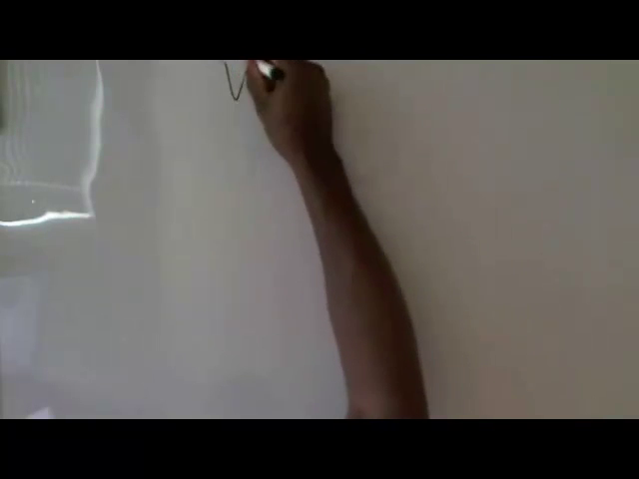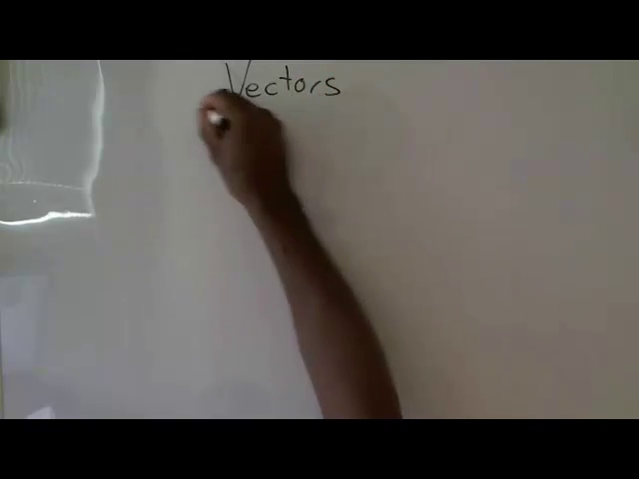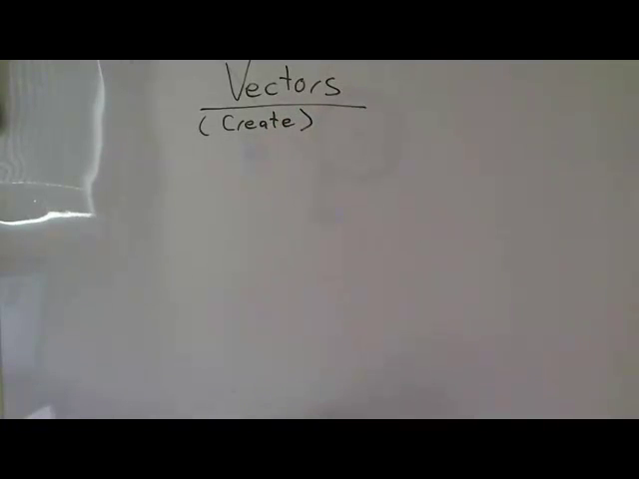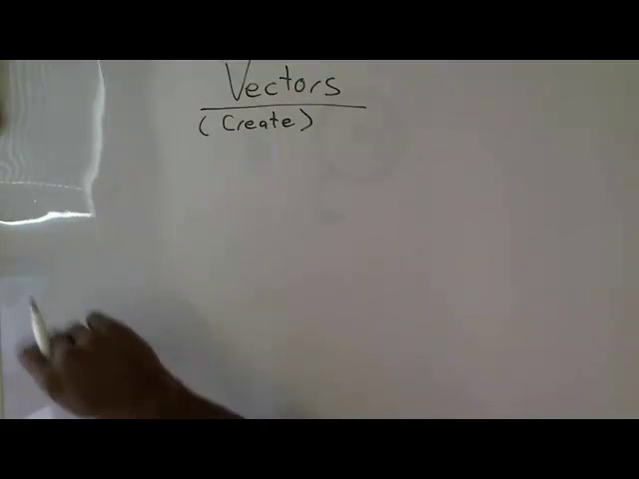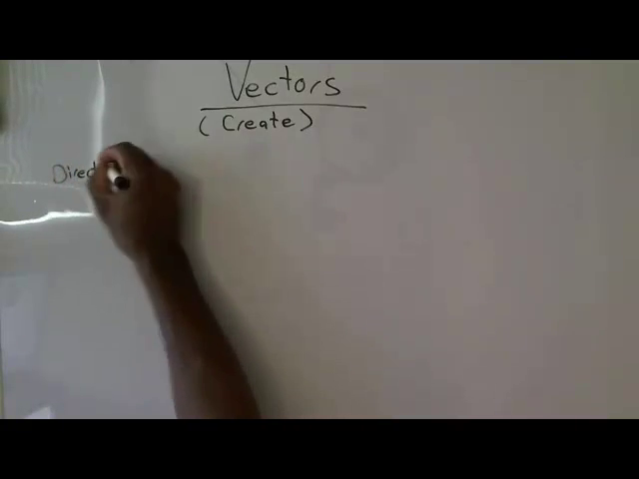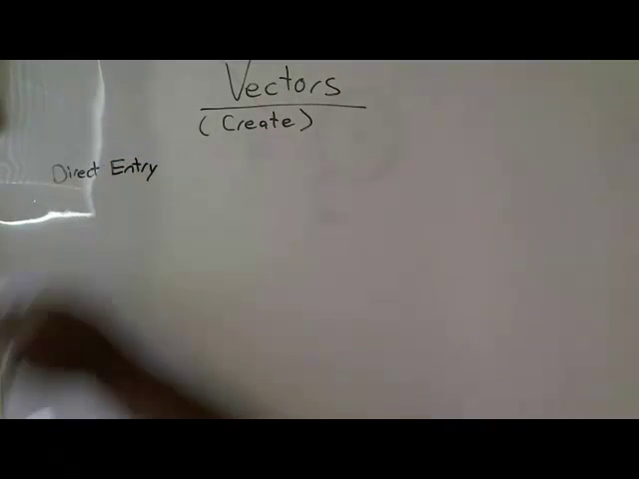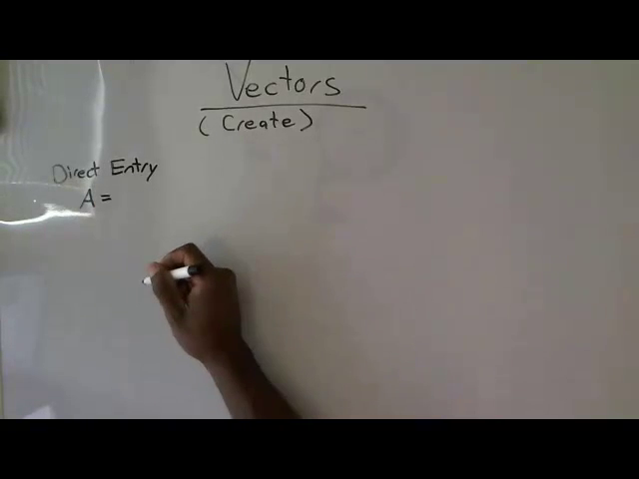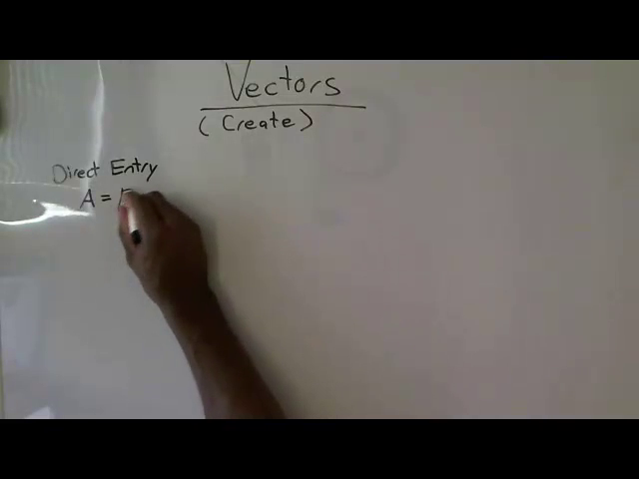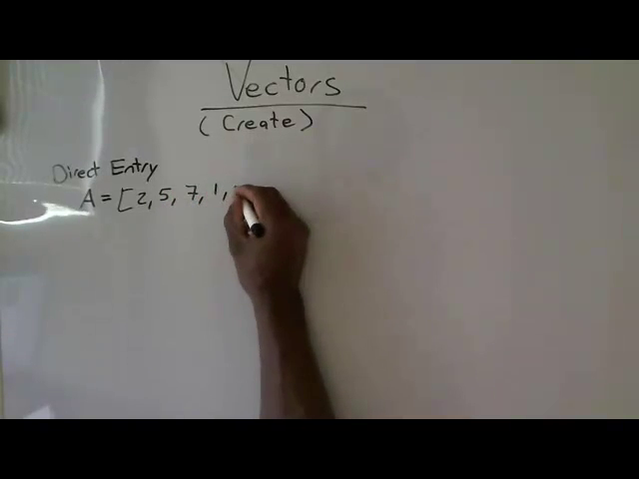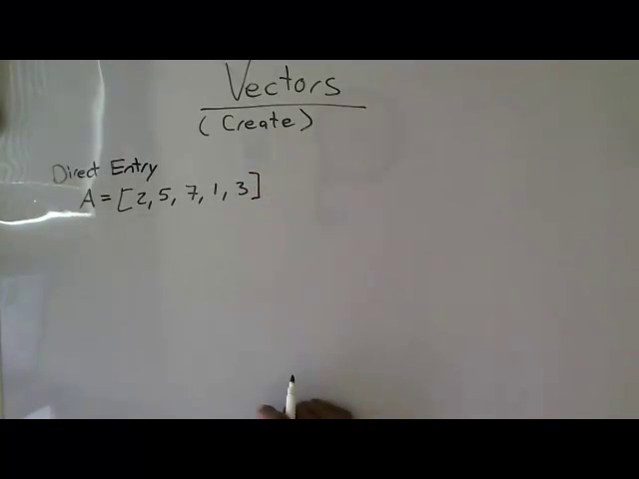So continuing our discussion on vectors, let's talk about how you create vectors. You can create vectors in a lot of different ways. The first way is what I call direct entry, which is just entering the values in. So it's like the example I showed a little earlier. If I have vector A, and I'm using a capital variable name here, vector A equals 2, 5, 7, 1, 3. There's vector A. So I define it by doing direct entry.